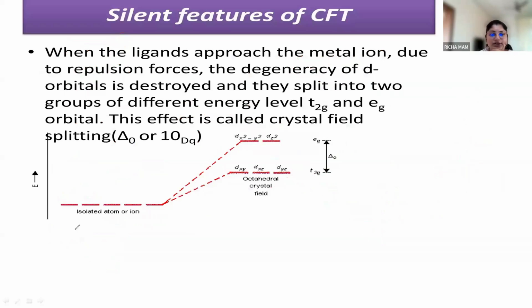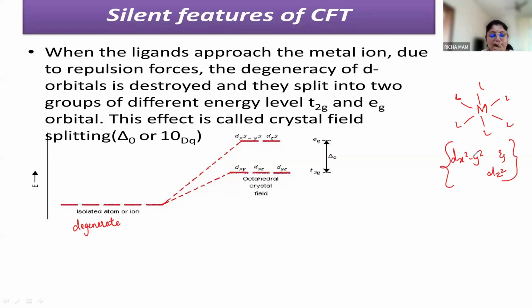Now when we are discussing crystal field theory in the octahedral complex, they are degenerate. When this metal comes in contact with the 6 ligands, what will happen? All the 6 ligands are approaching, coming towards the central metal ion. Which are the d orbitals lying on the axis? It is dx square minus y square and dz square. So these are lying on the axis, and they will experience more repulsion.